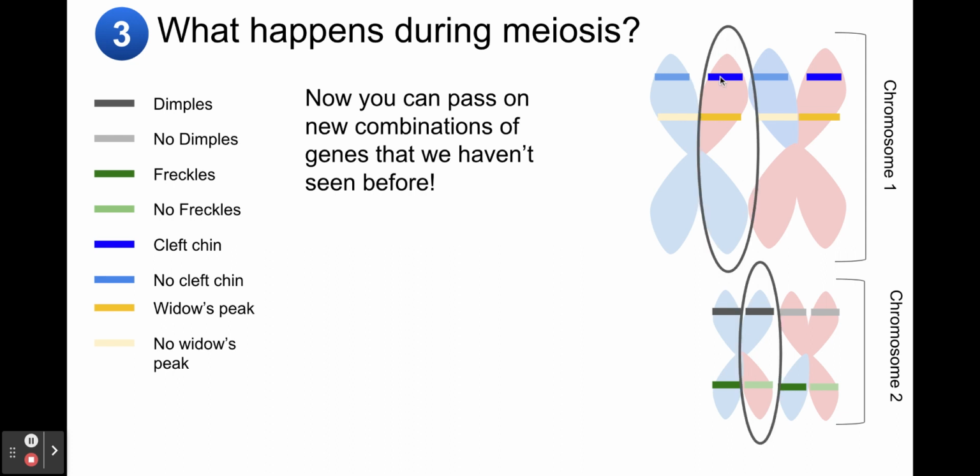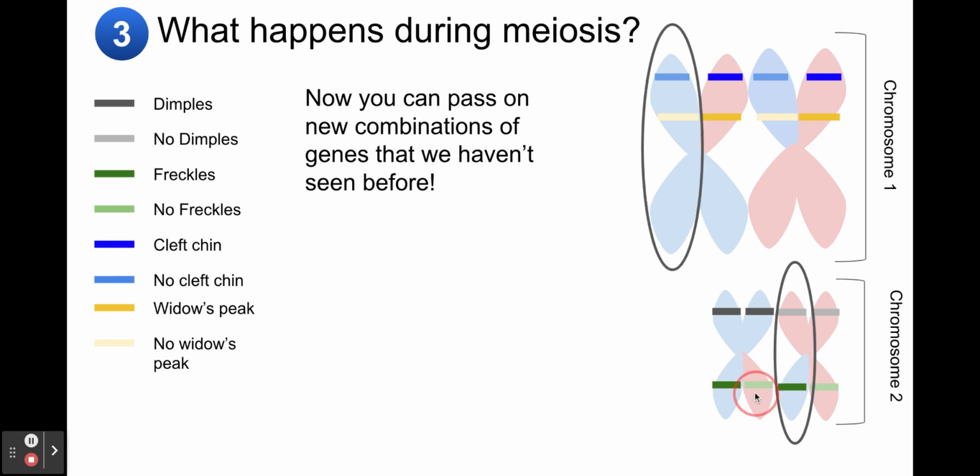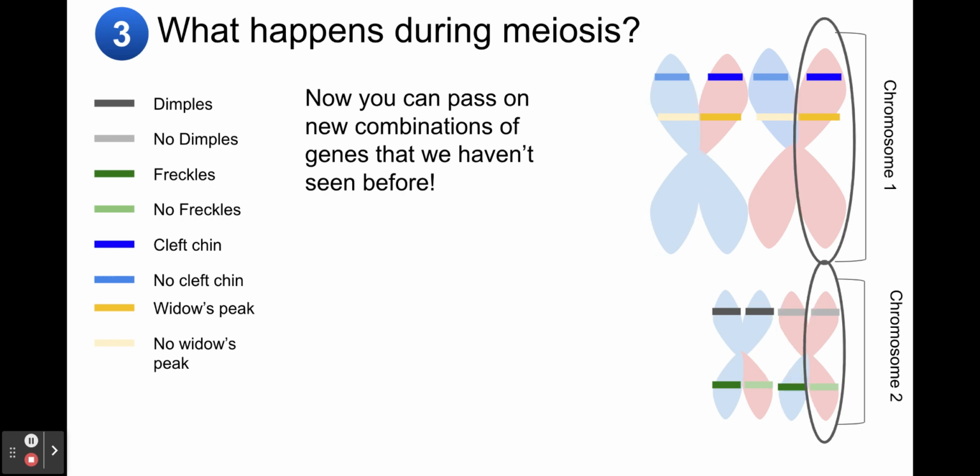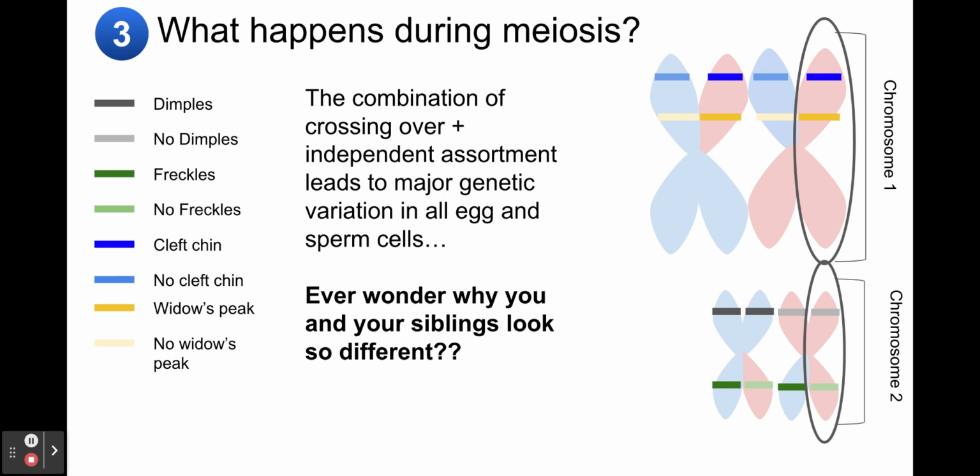So, for example, you could pass on the gene for cleft chin, widow's peak, dimples, and no freckles. We've actually never seen this combo of dimples and no freckles before because this is half from your dad and half from your mom. Or you could pass on this non-recombinant chromatid from your dad and this recombinant chromatid made of your mom and your dad's genetic info. There's so many possibilities. We could pass on still 2 non-recombinant chromatids, just the genetic info that you inherited from your mom.